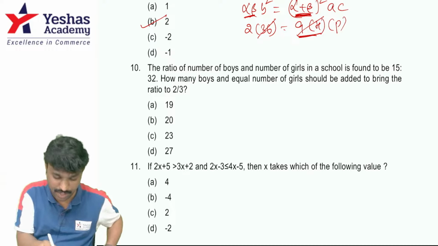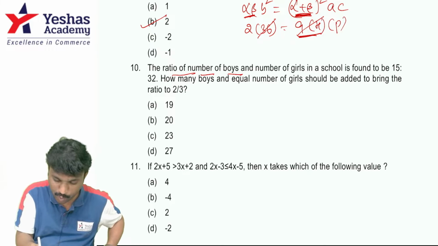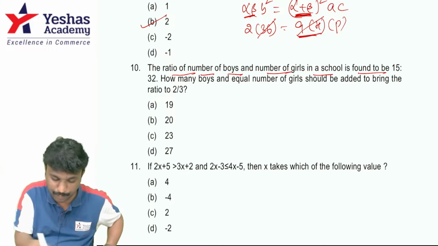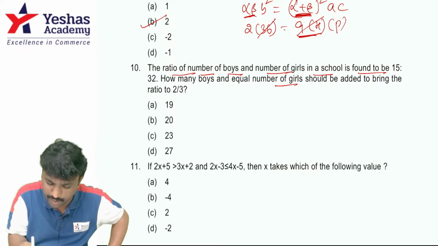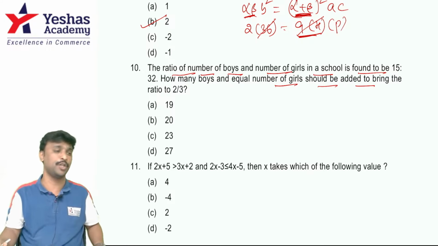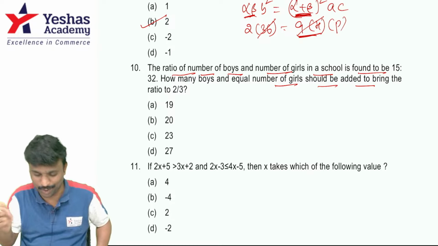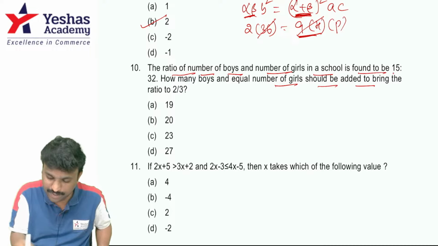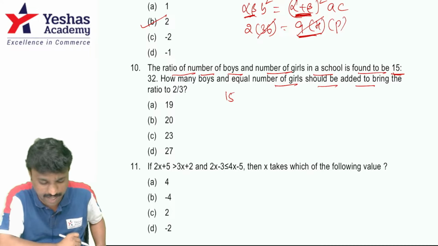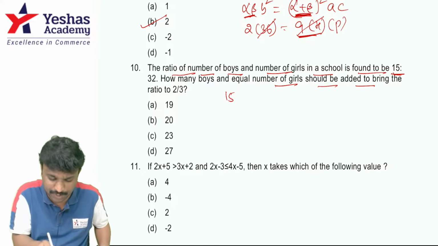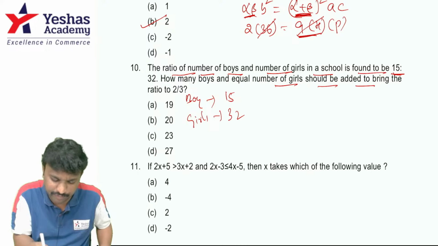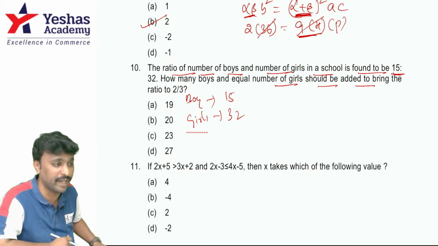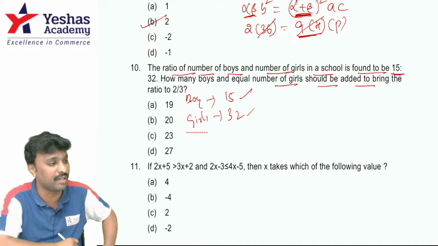Moving on to the next question. The ratio of the number of boys and the number of girls in a school is found to be 15 is to 32. How many boys and an equal number of girls should be added to bring the ratio to 2 is to 3, or 2 by 3? First of all, let us assume boys as 15, girls as 32. It could be 15 into 2 and 32 into 2 also. We never know. So first we shall assume 15 and 32.